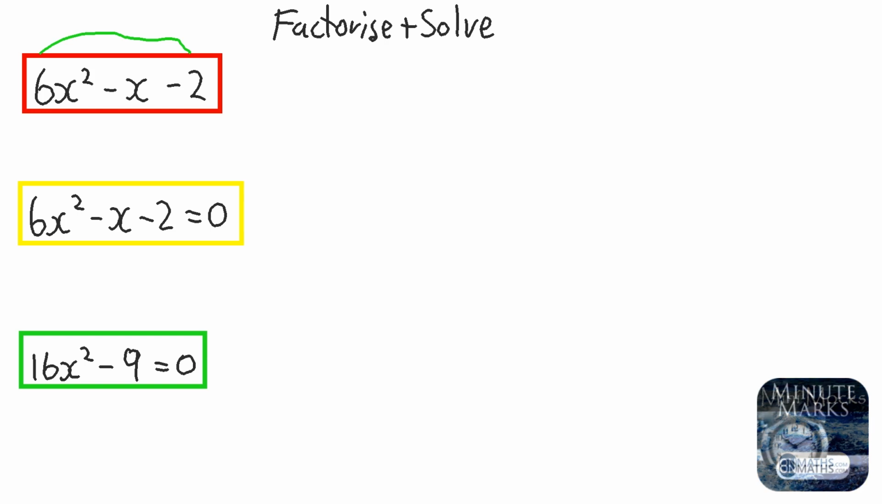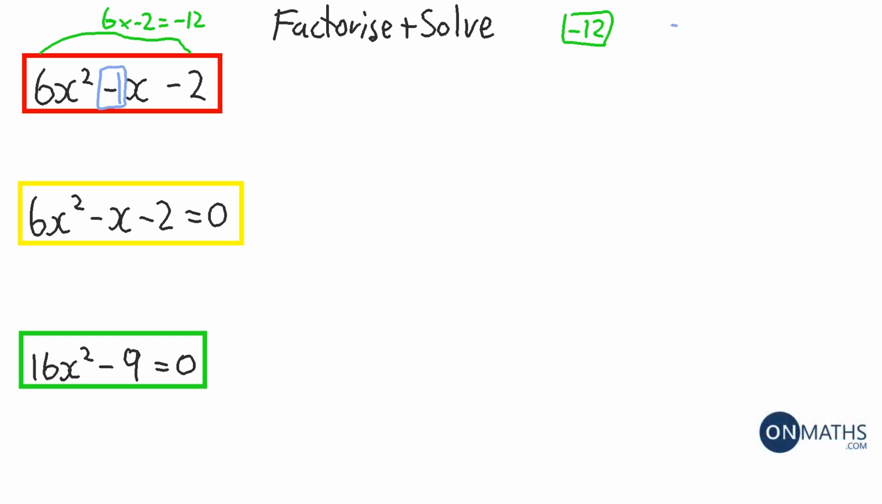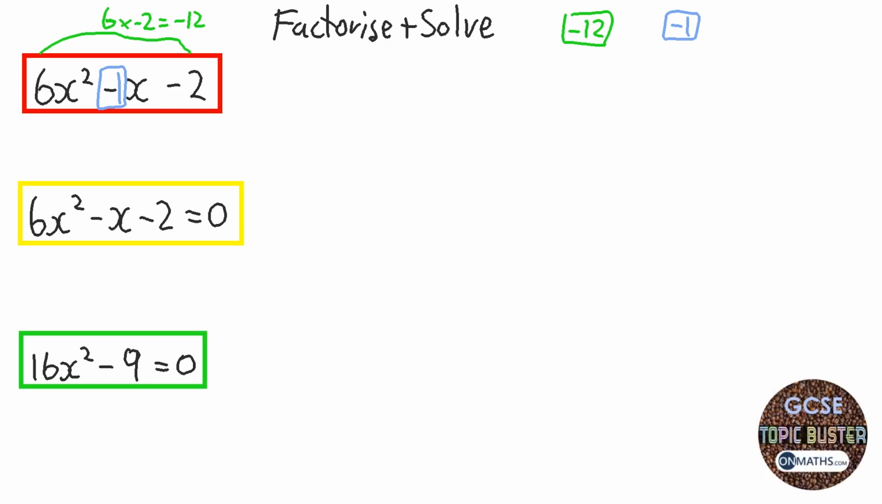You times them together. This time it gives us, so it's 6, I should write it down, 6 times negative 2, which is minus 12. So we're looking for it to be negative 12. And we're looking for, well, there's a minus 1 before here. So they've got to sum together to make minus 1. So looking at the numbers, well, I could try 1 and 12, but I'm never going to get that minus 1. So let's have a think.